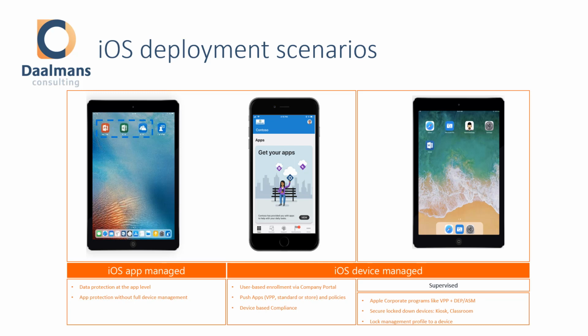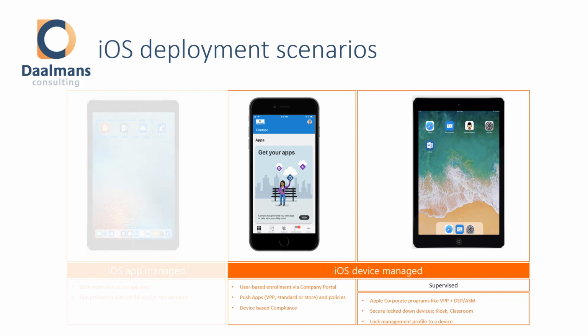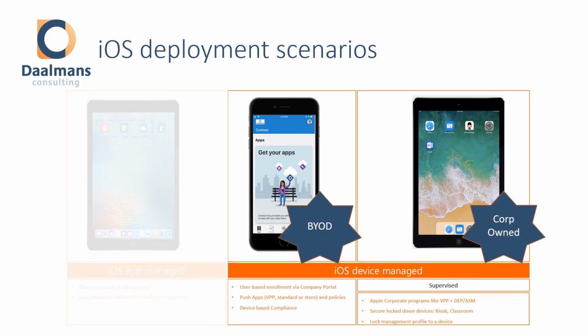And that's basically what I call modern management, where we only focus on the apps and the data with app protection without device management. And on the right, we have iOS device management, where we focus on bring your own devices, where the users need to enroll their own device, but we can push apps via volume purchase program or just standard apps from the stores. We can apply policies and we can calculate the device compliance.